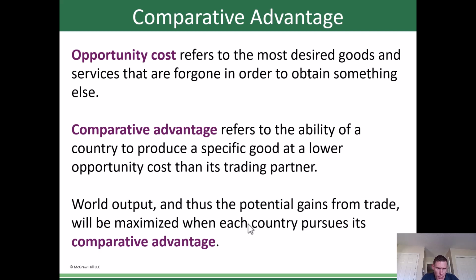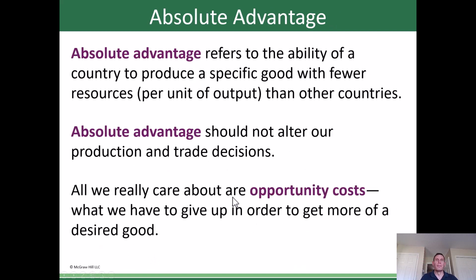Comparative advantage refers to the ability of a country to produce a specific good at a lower opportunity cost than its trading partner. World output, and thus the potential gains from trade, will be maximized when each country pursues its comparative advantage. It's like saying, if you're good at making something and you have a lower opportunity cost associated with that, then you should do that. And the odds are another country has that same thing, but for a different product. So country A makes widget A, country B makes widget B, and then we trade back and forth.